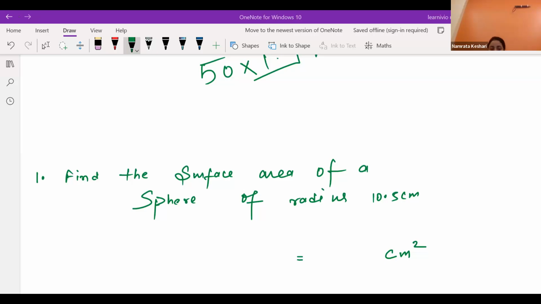Ma'am, 1386 centimeters square. 1386 or 96? Yes, Ryan, can you please repeat? 1386. Okay, everyone is getting the same.